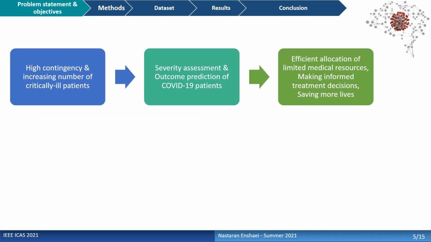We can say that high contagiousness and the increasing number of critically ill patients make the severity assessment and outcome prediction of COVID-19 patients more necessary, which helps health professionals allocate limited medical resources more efficiently, make informed treatment decisions, and hopefully save more lives.